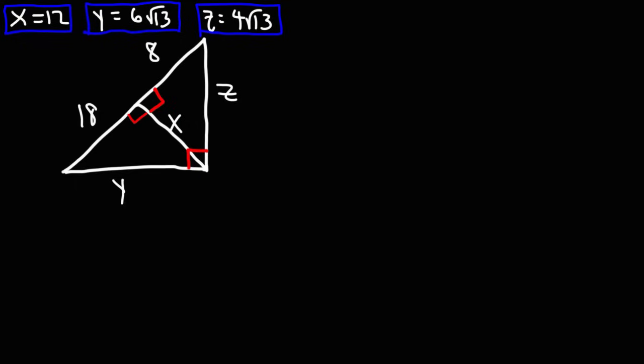So note that we have three different variables, x, y, and z. In order to solve this problem, we need three equations to solve for three variables. So let's write those three equations. Let's start with this triangle. So we could say that 18 squared plus x squared is equal to y squared. Now moving on to this triangle, we see that z is the hypotenuse. So we could say that 8 squared plus x squared is equal to z squared.